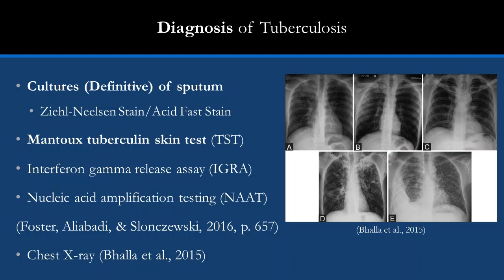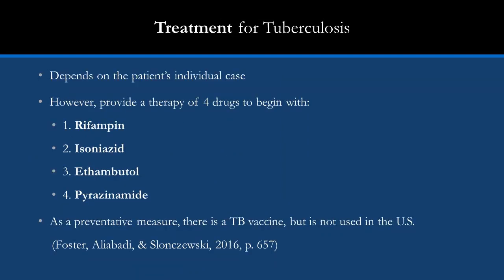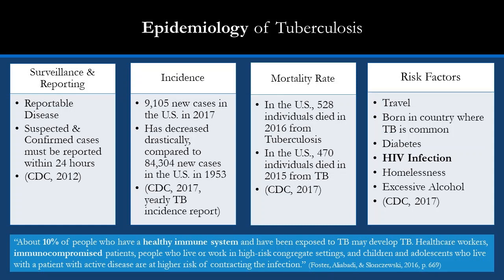The skin test and interferon gamma release assay do not tell you if the TB is latent or active and contagious. Treatment for tuberculosis depends on the patient's individual case. However, usually a therapy of 4 drugs is provided, including rifampin, isoniazid, ethambutol, and pyrazinamide. Tuberculosis is a reportable disease.